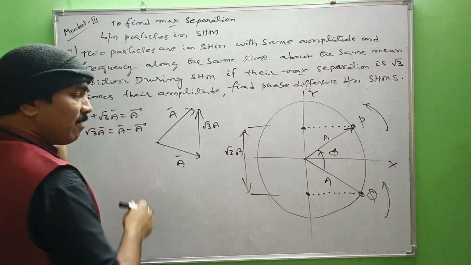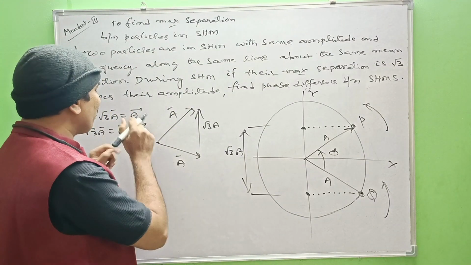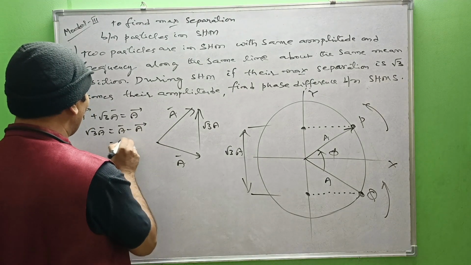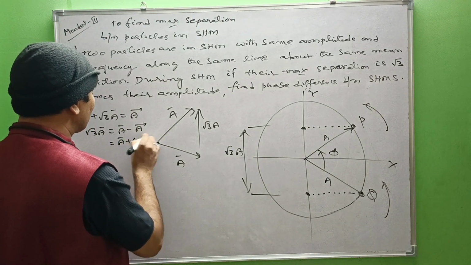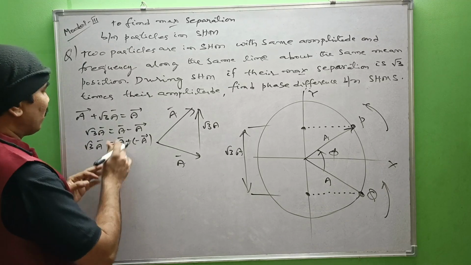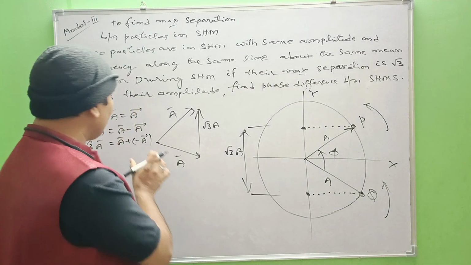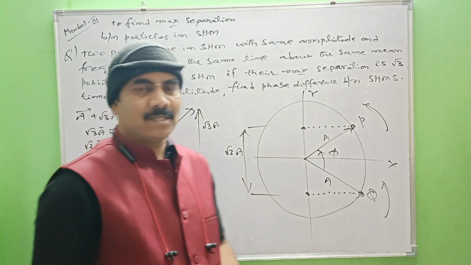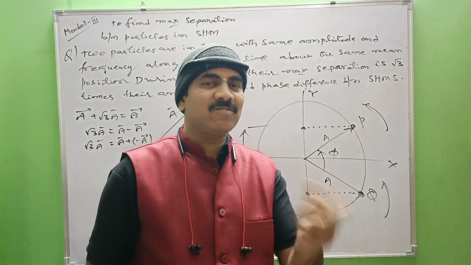So a bar minus a bar, in the sense that it is a bar plus or minus a bar. That is a bar plus or minus a bar also. Right? So root 3 a bar equals a bar plus or minus a bar. So this is what? Subtraction of vectors. Subtraction of two vectors of the same magnitude.